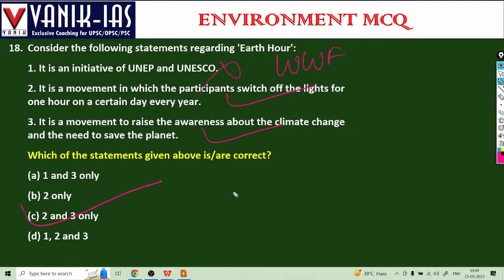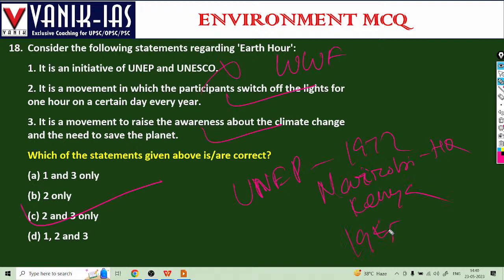When was UNEP established? In 1972. Nairobi, Kenya is the headquarter of UNEP. And UNESCO was established in 1945. Paris is the headquarter of UNESCO.